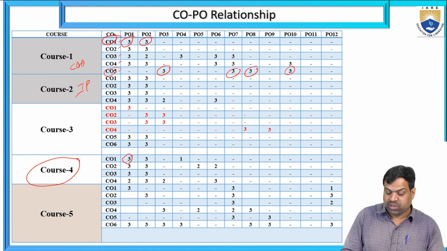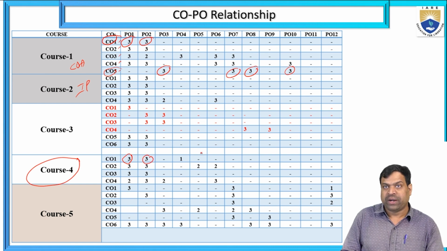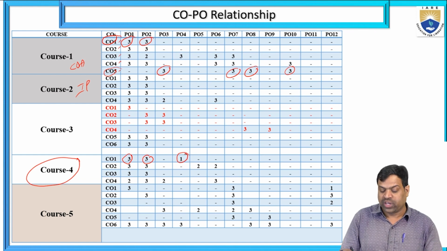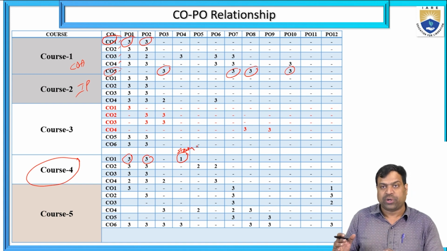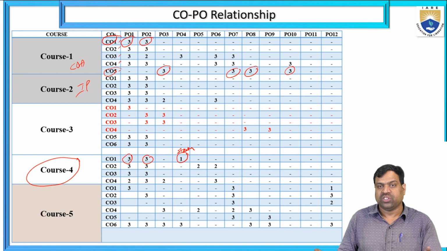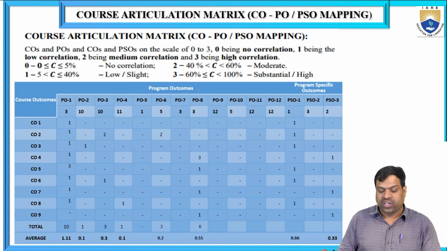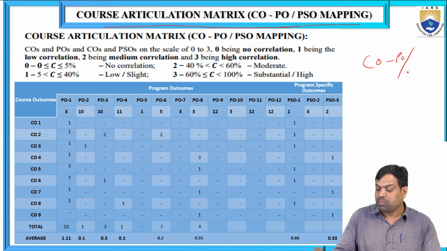So how much strength? Suppose I am taking this course. Here CO1, PO1 mapping has a strength of 3. But here PO4 is not in depth mapped, so I am giving a strength value of 1 only. Why? Because it is not much mapped. The strength is not as high for this CO to PO. It is one example of CO-PO relation. Here is the course articulation matrix, that is CO-PO-PSO.